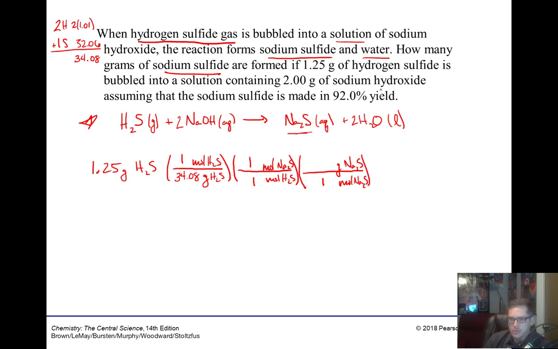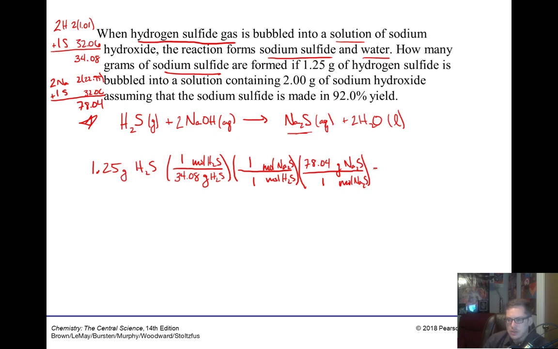So now we have to figure out the molar mass of Na2S. We've got 2 sodiums and 1 sulfur again. This one I'm going to need a calculator for. 2 times 22.99 plus 32.06 gives 78.04. So that's the molar mass of this one.